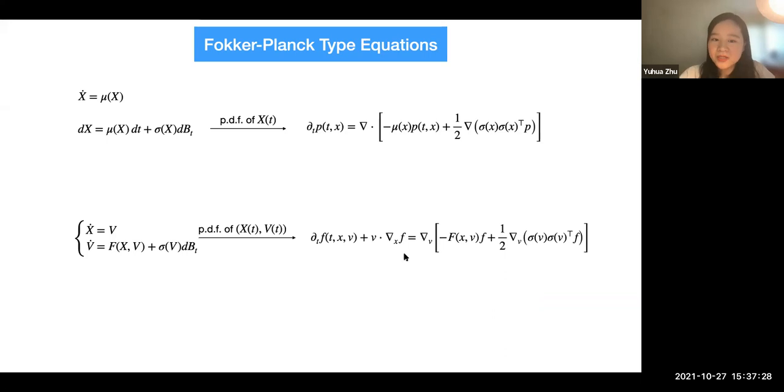So how do we describe the movement of these particles? We use this so-called Vlasov-Fokker-Planck equation. The solution here, F, describes the probability of finding the particle at position x with velocity v at time t. And the right-hand side, we call it the Fokker-Planck operator. Again, the drift term is the negative of the forcing term, and the diffusion term is 1/2 sigma squared.